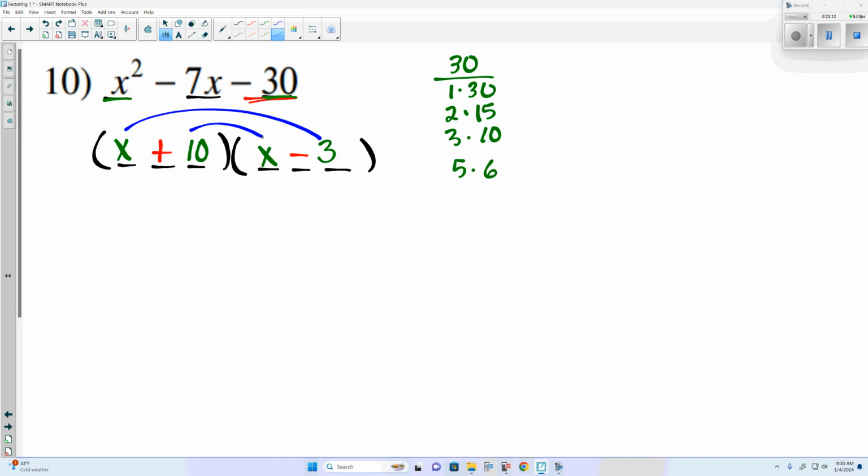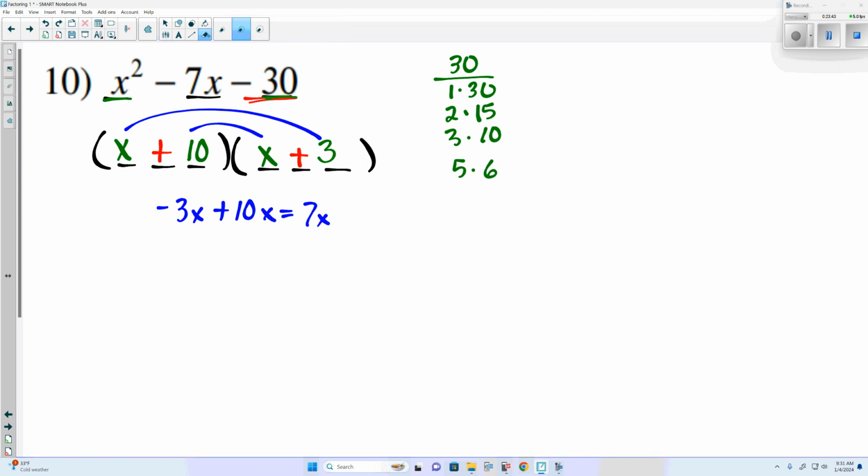So we can put 10 first. It really doesn't matter. We could put 3 first. We could put 10 first. It's up to us to choose. Now when we check this here, x times negative 3 would be negative 3x. 10 times x would be positive 10x. And negative 3x plus 10x is 7x. So here we indeed did get the 7 that we wanted, but it's the wrong sign.